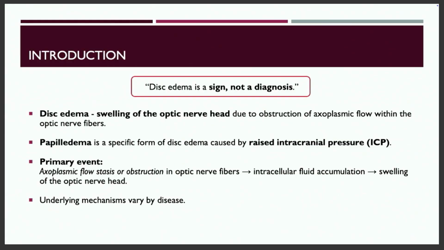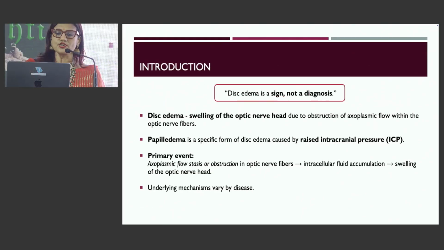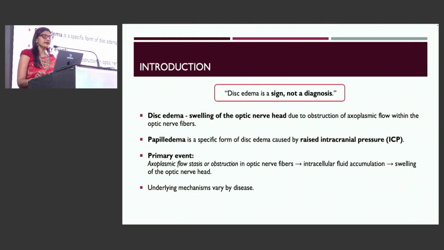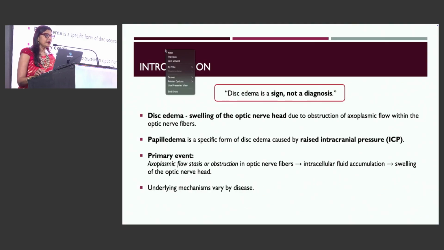You know that it is swelling of the optic nerve head due to obstruction of axoplasmic flow. And when you have it because of raised intracranial pressure, then we call it papilledema. And in papilledema, the primary event is axoplasmic flow stasis that causes intracellular fluid accumulation. And underlying mechanisms of the disc edema vary depending on what is the condition that is causing the disc edema.